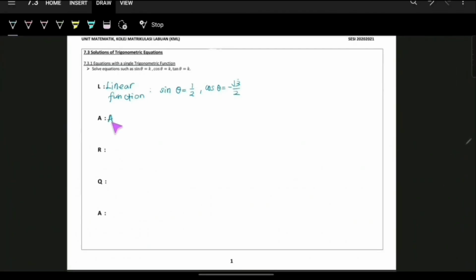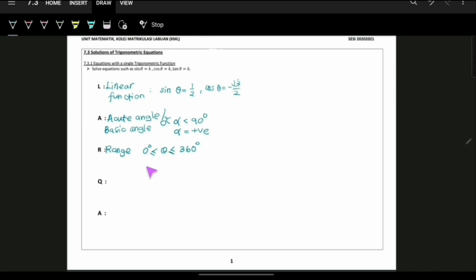A represents the acute angle, or you can call it the basic angle, which is alpha, and this alpha is between 0 and 90 degrees. Here we know that alpha is always a positive number. R stands for range. Range is basically given by the question, so you just read the question carefully. It can include the endpoint or not, depending on the question.